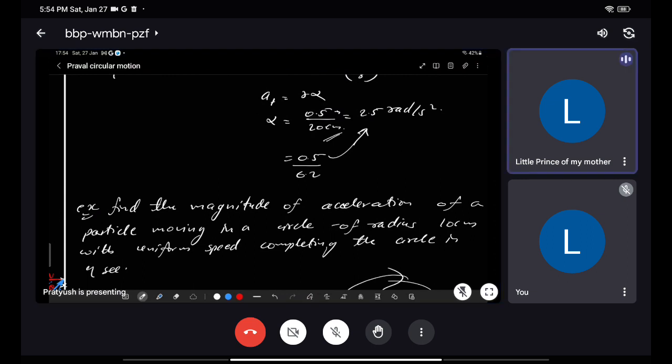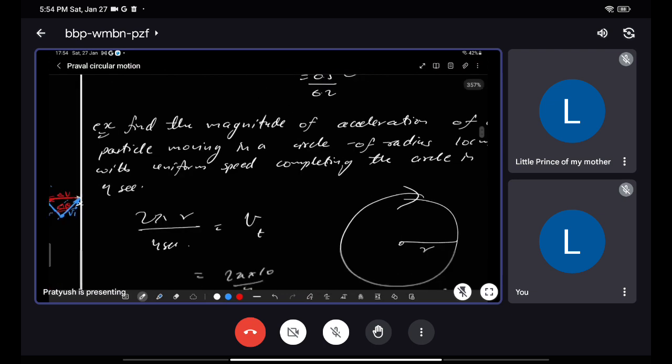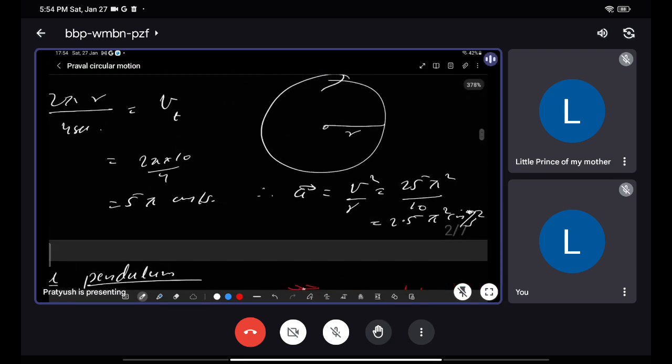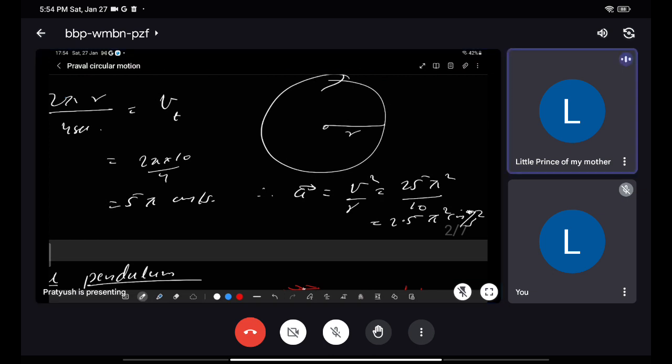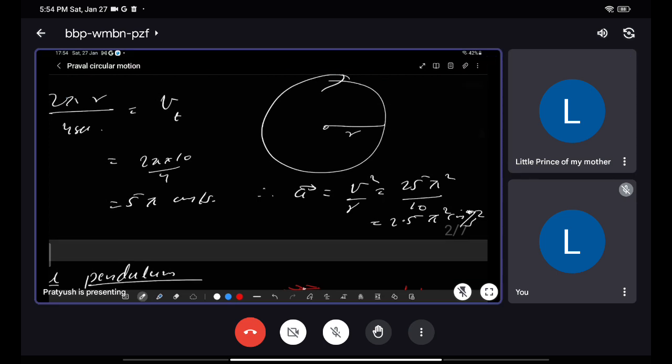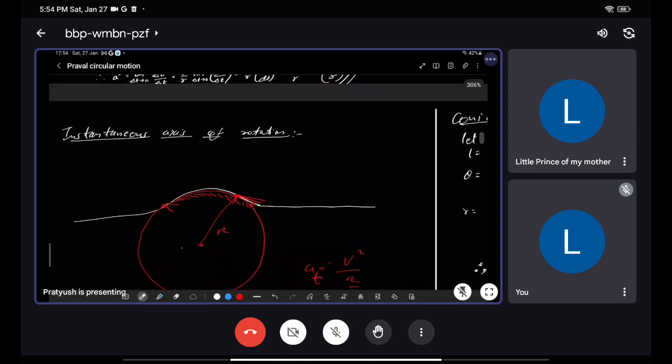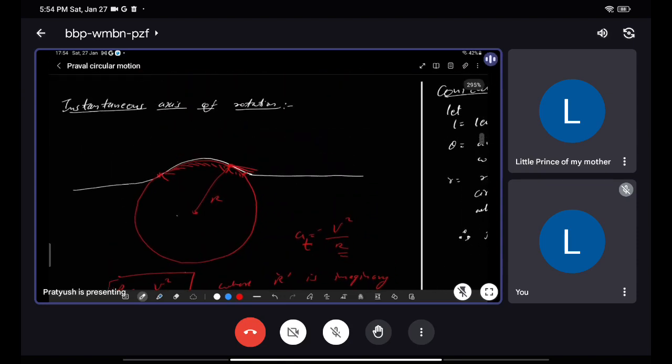So 2.5 pi squared, sir. Fine. Very good. Correct. Next is instantaneous axis of rotation.